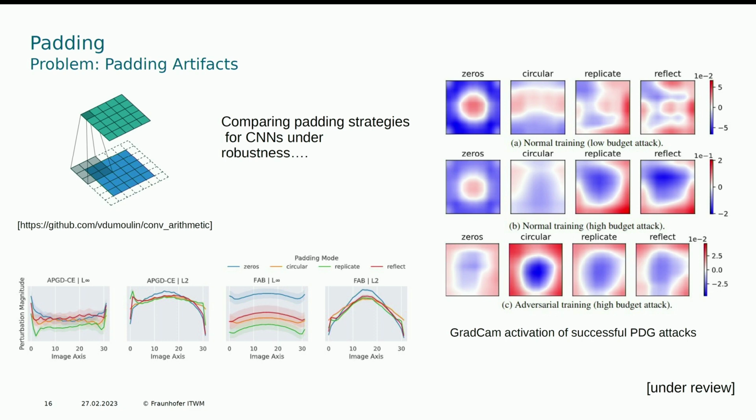And if you look at where the attacks are actually attacking, depending on the padding you have, you can see that with zero padding, they try to alter the center, while if you use other paddings, they go to the borders and use the padding to their advantage for the flipping.